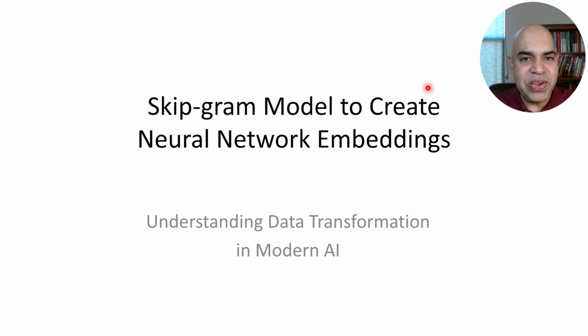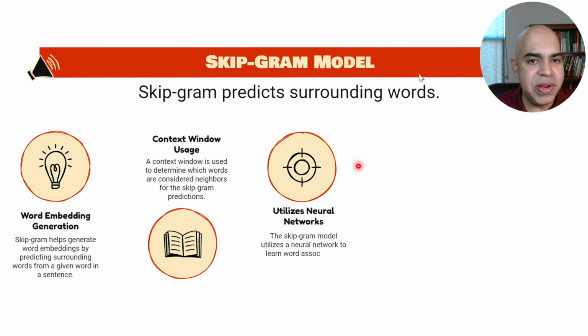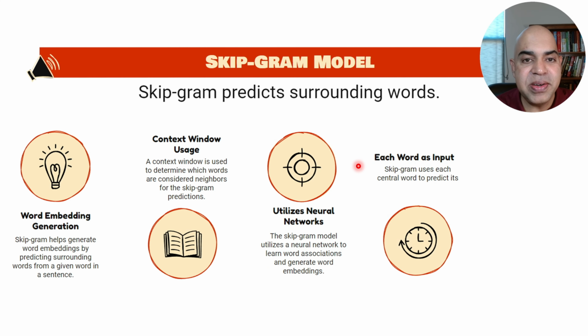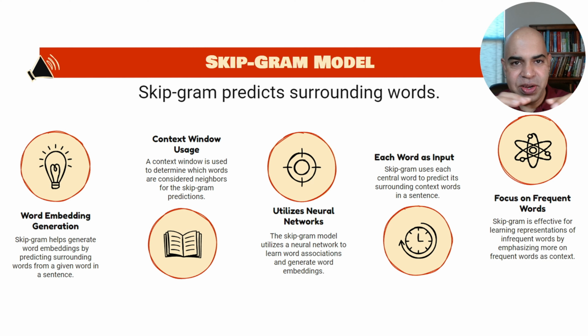Hello, today we are going to discuss the skipgram model to create neural network embeddings. We will be discussing this from the viewpoint of word embeddings, that is for text datasets. Skipgram mainly helps generate word embeddings by predicting surrounding words from a given word in a sentence or in an actual text. It works in a manner that there is a window, just like we see only a few words when we are reading. Skipgram leverages a context window in which it creates relationships between words.